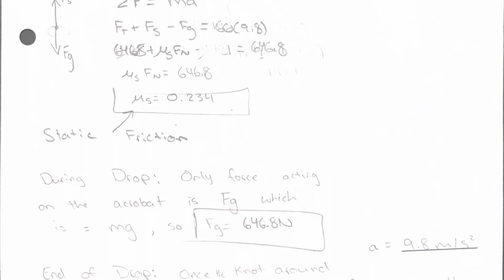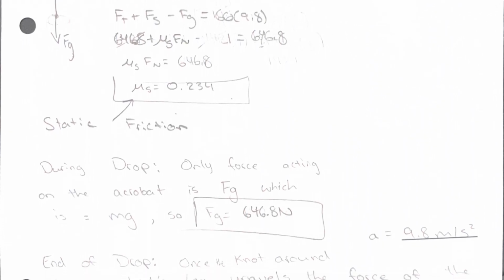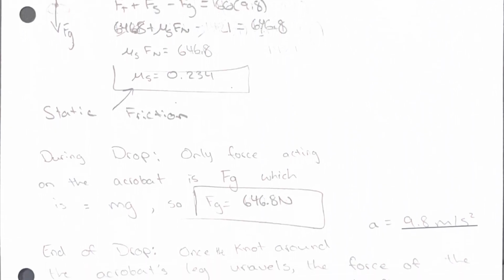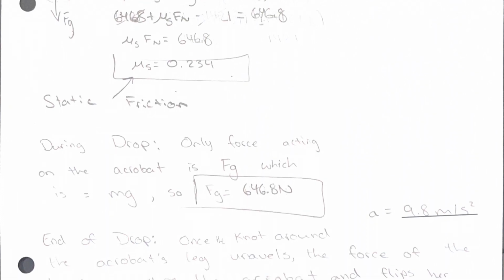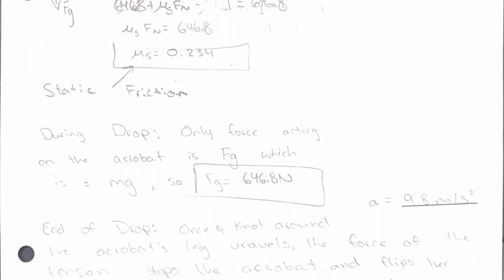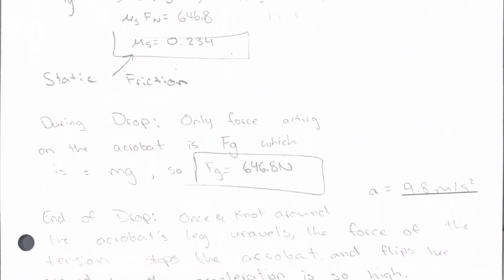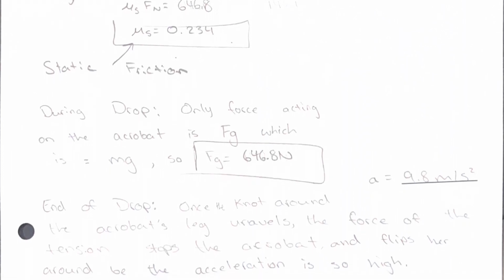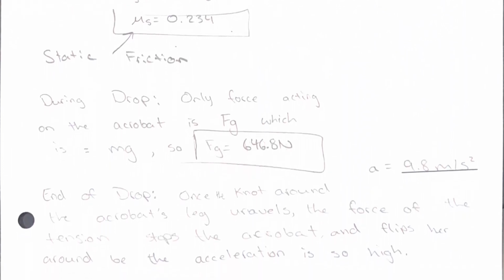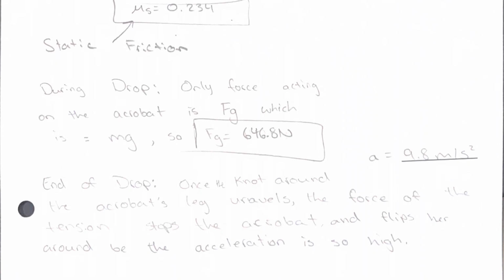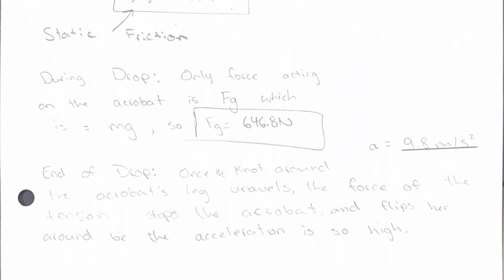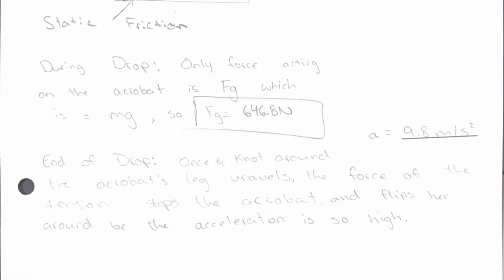During the drop, the only force acting on the acrobat is Fg, which is equal to mg. So Fg is equal to 646.8. At the end of the drop, once the knot tied around the acrobat's leg unravels, the force of the tension stops the acrobat and flips her around because the acceleration is so high.